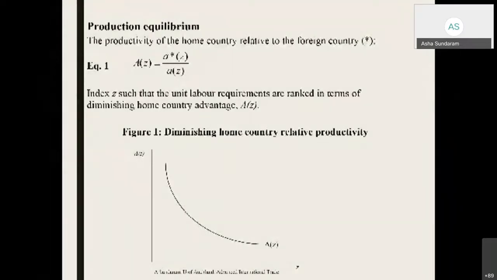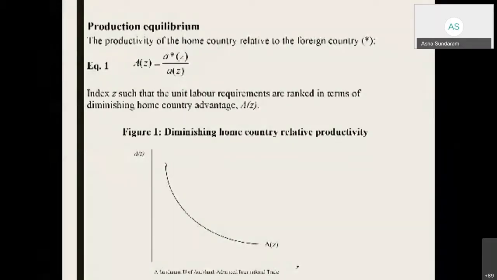Okay. Now we're going to order this. We're going to plot on this graph, figure one, the capital A of Z, which is relative productivity, on the y-axis. And we're going to put the goods on a continuum on the x-axis. So the x-axis is Z, which is just a continuum of goods, and we have the relative productivities on the y-axis.